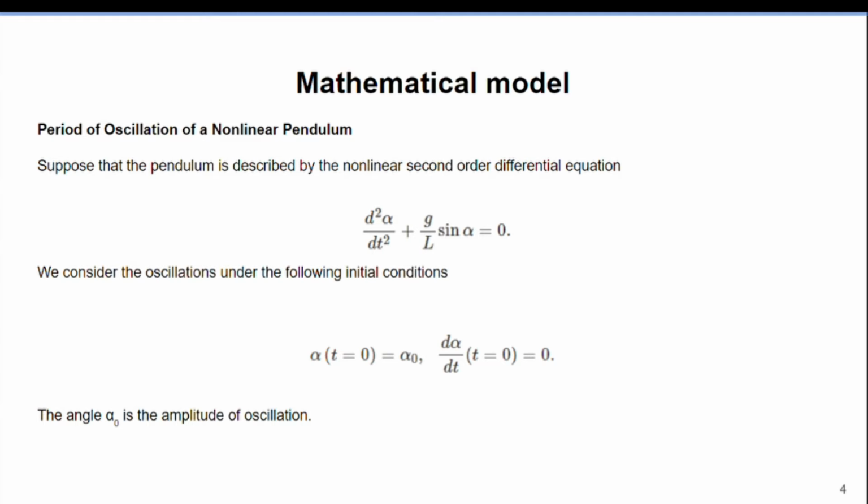Now we have the mathematical model, period of oscillation of a nonlinear pendulum. Suppose that the pendulum is described by a nonlinear second order differential equation. Here is the pendulum formula. We consider the oscillation under the following initial conditions. Here we observe the development of the formula. The angle alpha is the amplitude of oscillation.